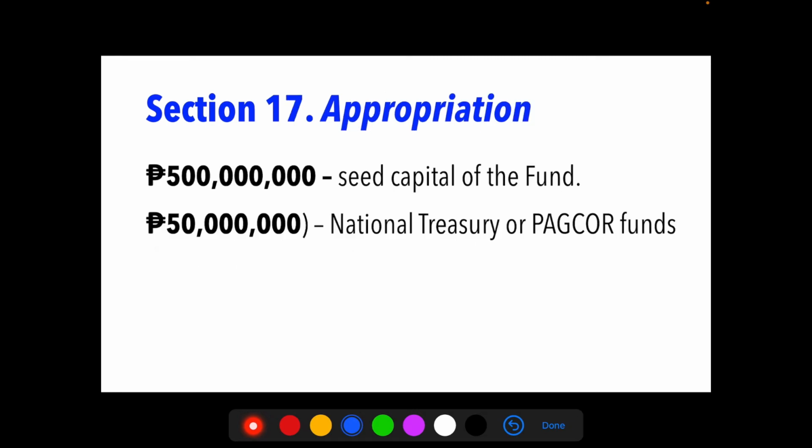Section 17, Appropriation. The amount of 500 million pesos is hereby authorized to be appropriated for the seed capital of the fund, and the additional amount of 50 million pesos is hereby authorized to be appropriated out of the funds in the National Treasury not otherwise appropriated, or out of the Philippine Amusement and Gaming Corporation, or PAGCOR, funds for the initial operation of the Commission.